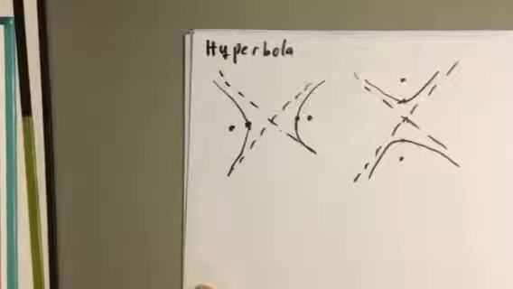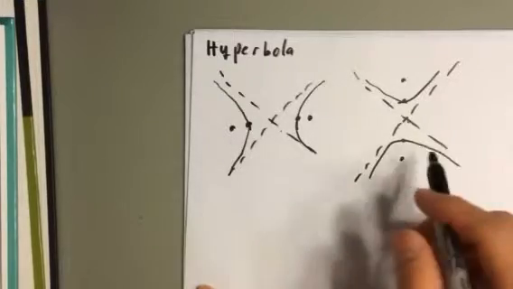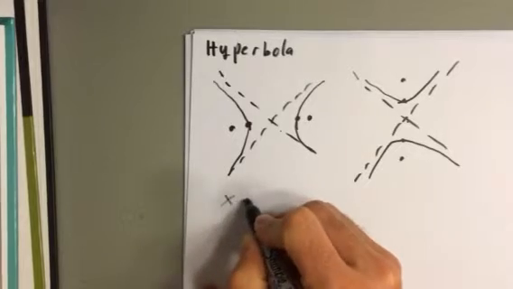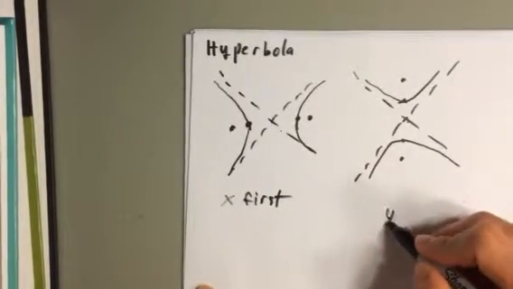10-5 hyperbolas including foci. I've drawn two hyperbolas, one opening side to side and one opening up and down. The side to side hyperbola would have x first in the equation, and the up and down one would have y first in the equation.